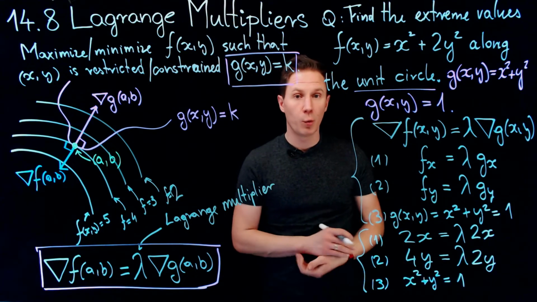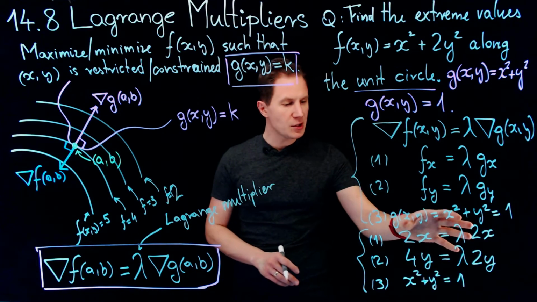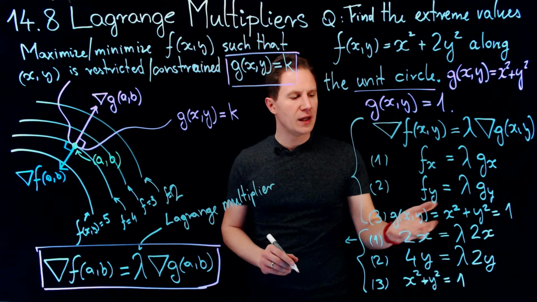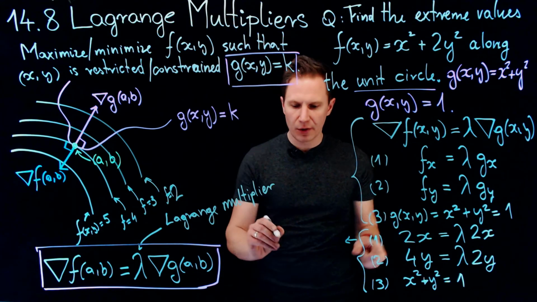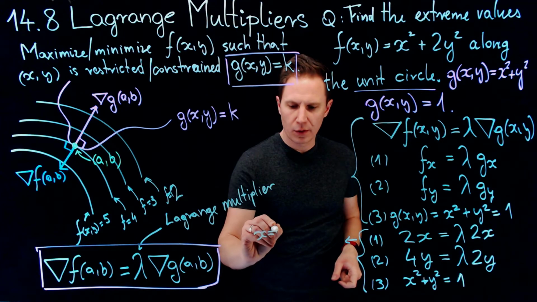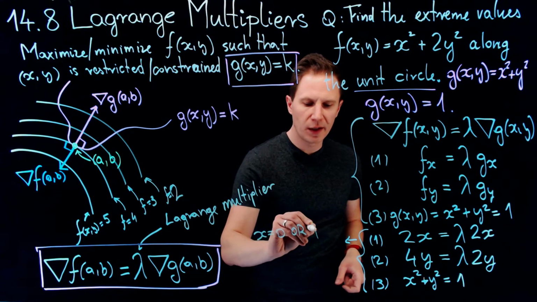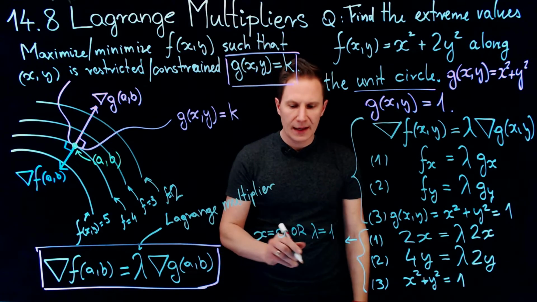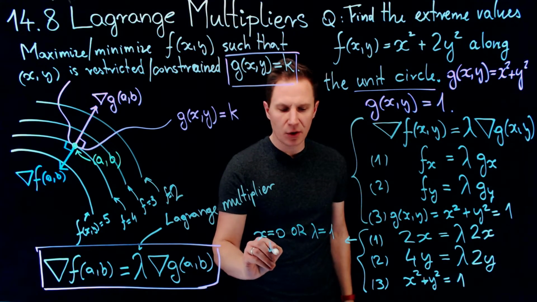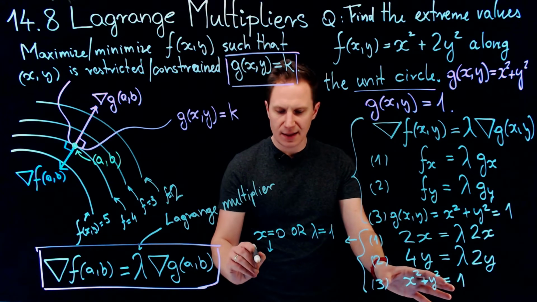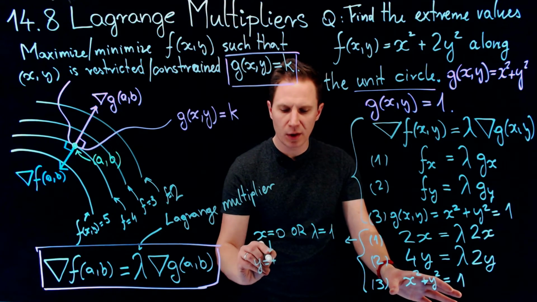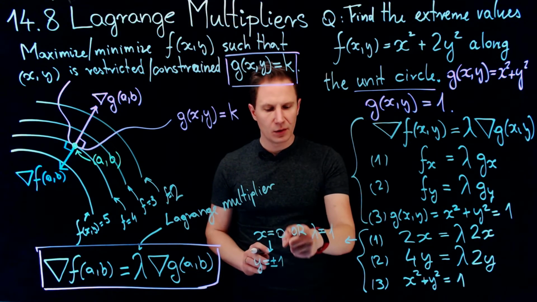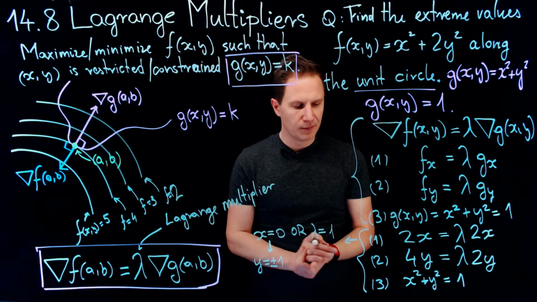Okay, so from equation 1, it's clear that either we have x equals 0 or lambda equals 1. These are the only possibilities to satisfy equation 1. If x is equal to 0, then equation 3 tells us that y has to be plus 1 or minus 1. Okay? So that's 2 points already.